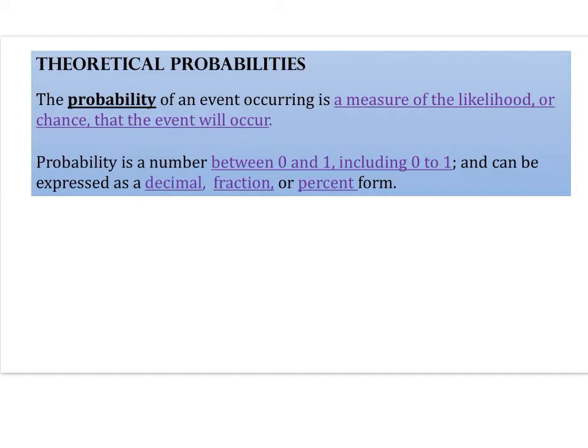Next, let's look at theoretical probability, which is the probability of an event occurring. It's the measure of the likelihood or chance that the event will occur. So there's no experiment, we don't know for sure, it's just theoretical. Probability is a number between 0 and 1, including 0 and 1, and can be expressed in three forms: decimal, fraction, or percent.